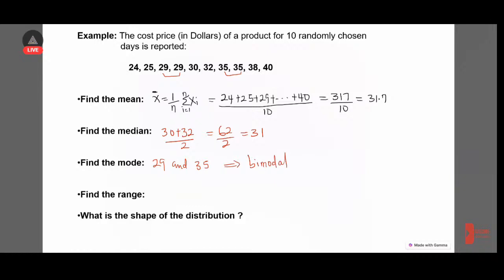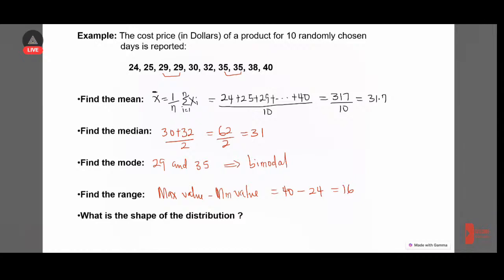The fourth one is to find the range. From the definition, the range is the same thing as the maximum value minus the minimum value. So here, the maximum value is 40, the minimum value is 24. So the range of the distribution is going to be 16.